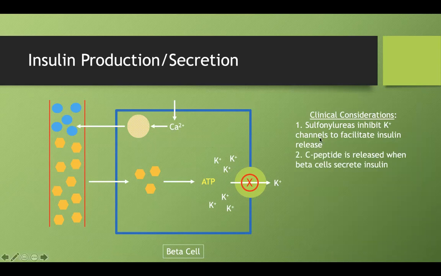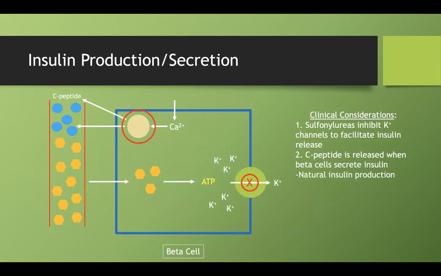Another thing I want you to realize is that C-peptide is released whenever beta cells actively secrete insulin. So as long as beta cells are doing the secretion of insulin, like packaging it into these vesicles, you're going to get C-peptide released as well. So here's a vesicle here. If it releases insulin, it's going to release C-peptide.